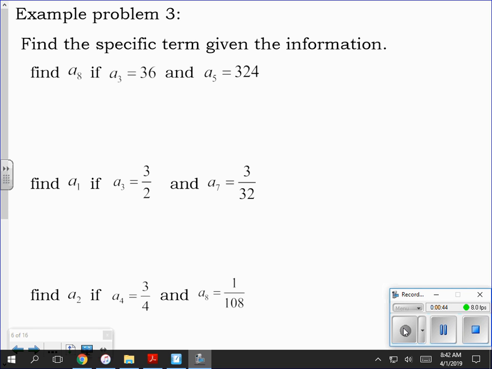Okay, so to do this one, you need to find R. This could be extremely difficult, but really it's not if you understand what you're doing on here. Your first thing is you need to find R, and we did finding R the other day. R is a root of the last term divided by the first term. So I'm going to have a root of 324 divided by 36.